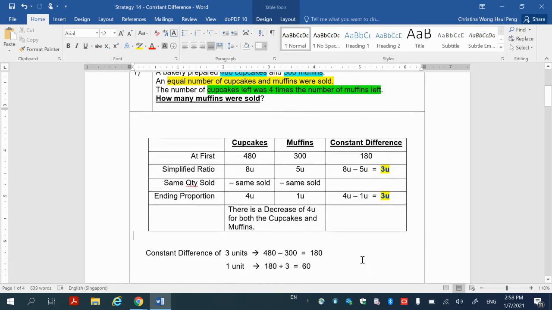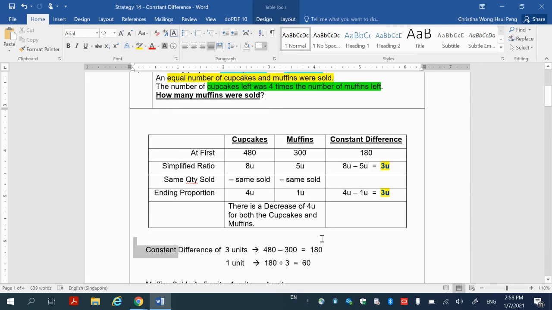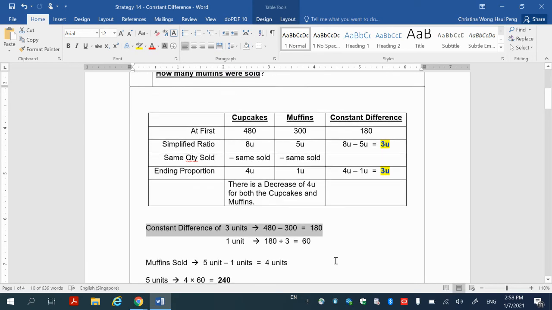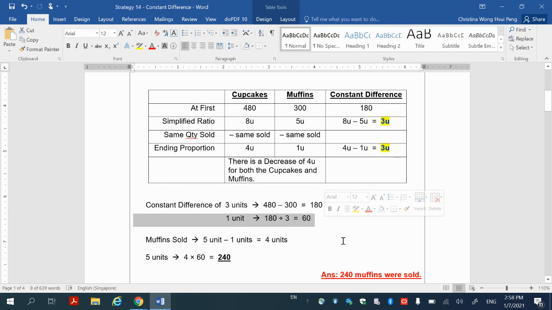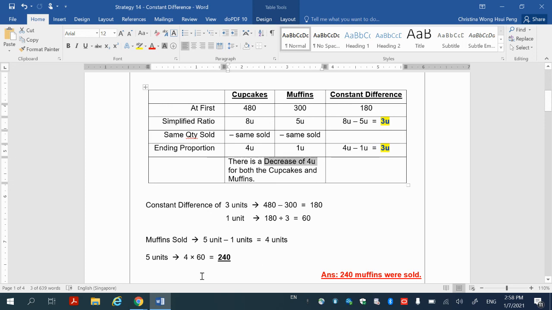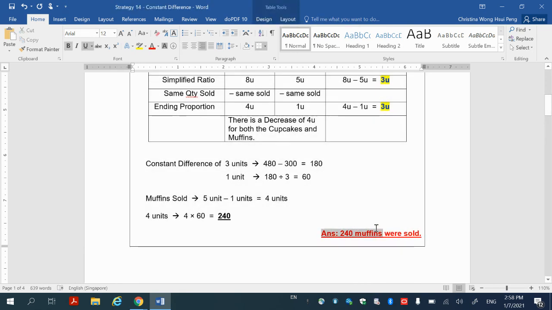So these 3 units must clearly be due to 480 minus 300, which gives us 180. And therefore, 1 unit works out to 180 divided by 3, which is 60. To find the number of muffins that were sold, we are talking about 4 units, because there was a decrease of 4 units, right? So muffins sold is 4 units. To find 4 units, we simply use 4 times 60, and that gets us 240. And therefore, the answer to this question is 240 muffins were sold.